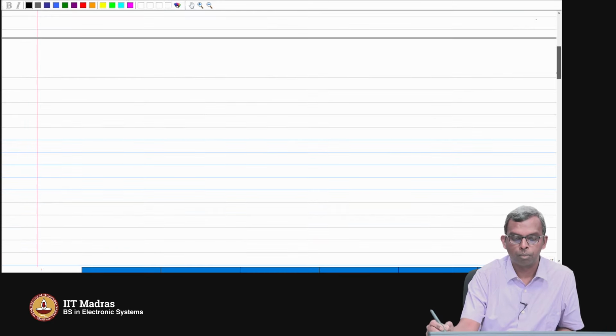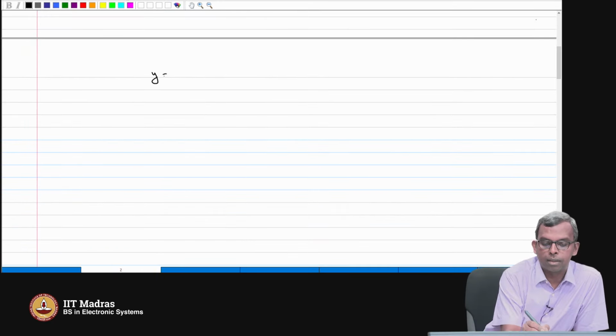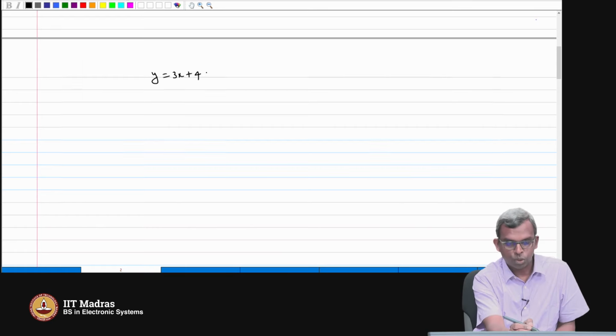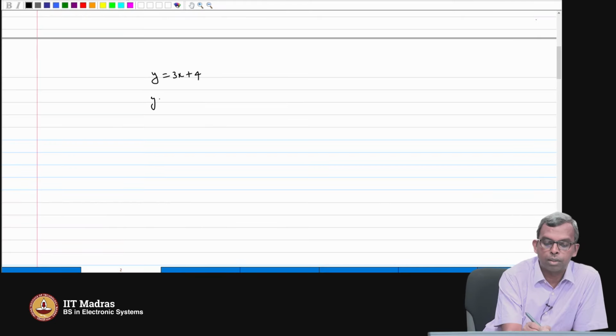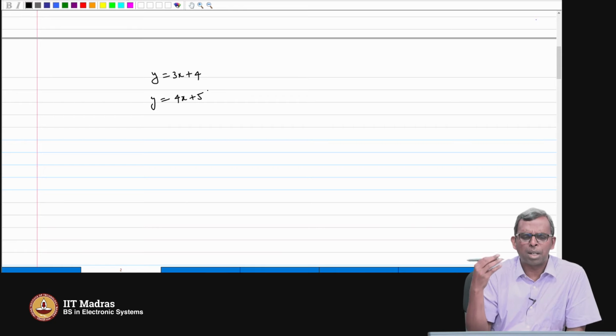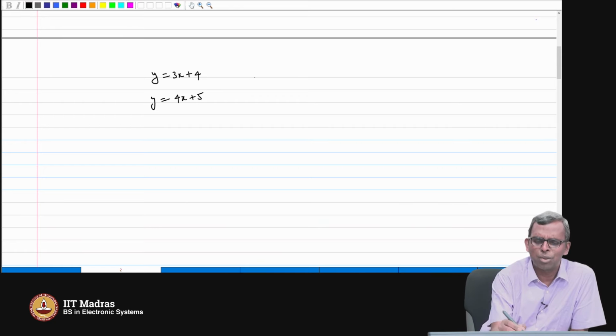the next problem. y equals 3x plus 4. Did I get that right? Let me just make sure I do it right. 3x plus 4, 4x plus 5, right? So y equals 4x plus 5. I can go back and of course mug up the formula and remember it and do that, but there's no reason to do it, right?